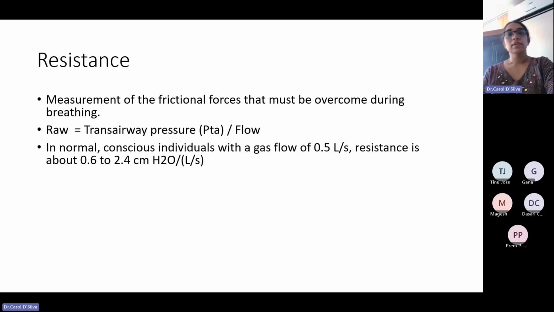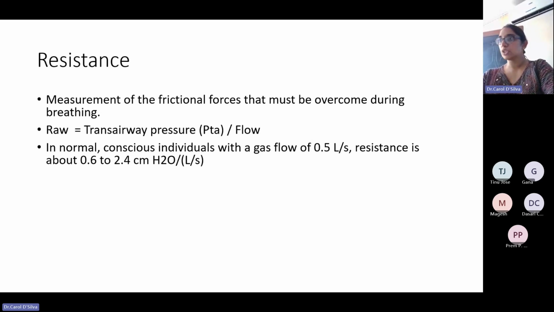So resistance is the frictional forces that have to be overcome during breathing. When I'm passing a certain volume of gas or a pressure across that straw, there will be some resistance offered by the tissues, by the endotracheal tube, by the HME filter, whatever it is. The formula for resistance is the trans-airway pressure, remember, mouth opening to the alveolus, this difference, divided by the flow. This is basically derived from Ohm's law. You remember Ohm's law, voltage is equal to current into resistance, V equals IR. This is exactly it, the R is what you want to calculate.